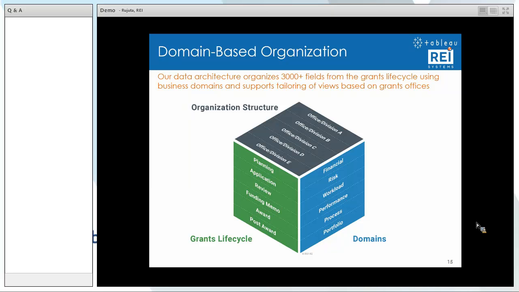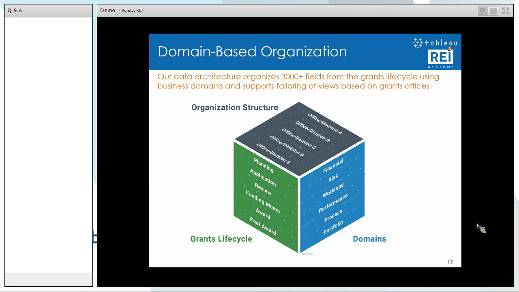We talked about domain-based reporting models on the previous slide. Now I will elaborate on the domain-based organization approach and provide insight into its benefits to other agencies. Our data architecture organizes 3,000-plus fields from different phases of the grants lifecycle using business domains and supports tailoring of views based on grants officers. Our example, again, is in the grants domain, but can be easily applied to many domains by switching out the grants lifecycle with the relevant lifecycle or the phases of your domain.